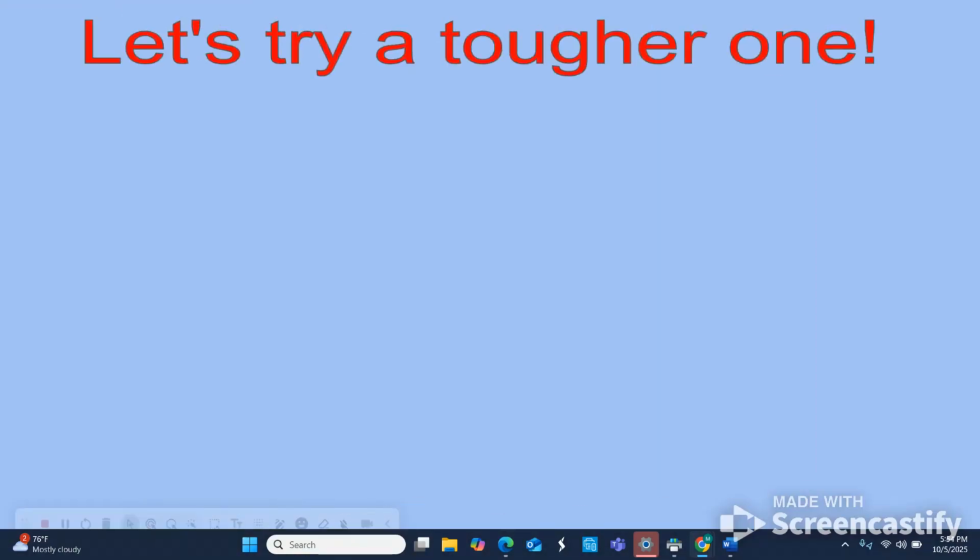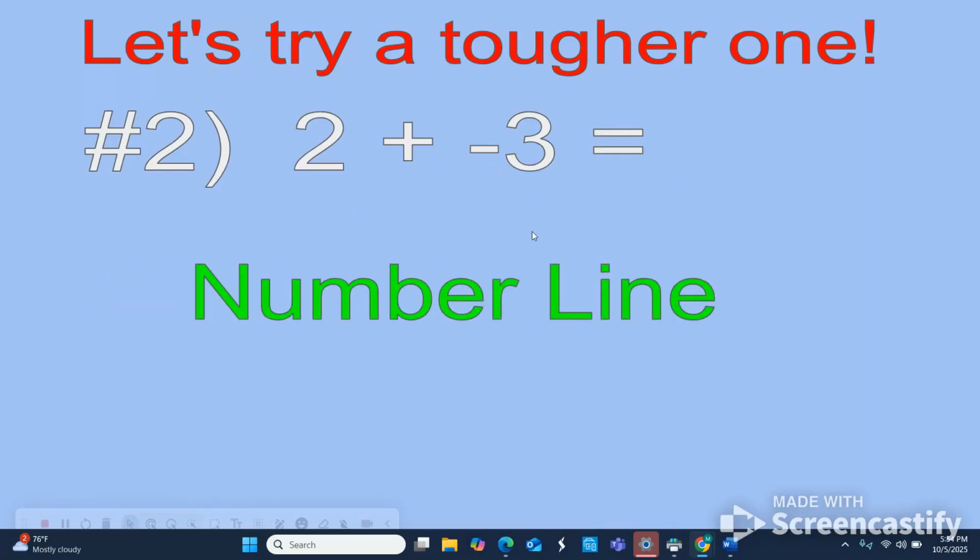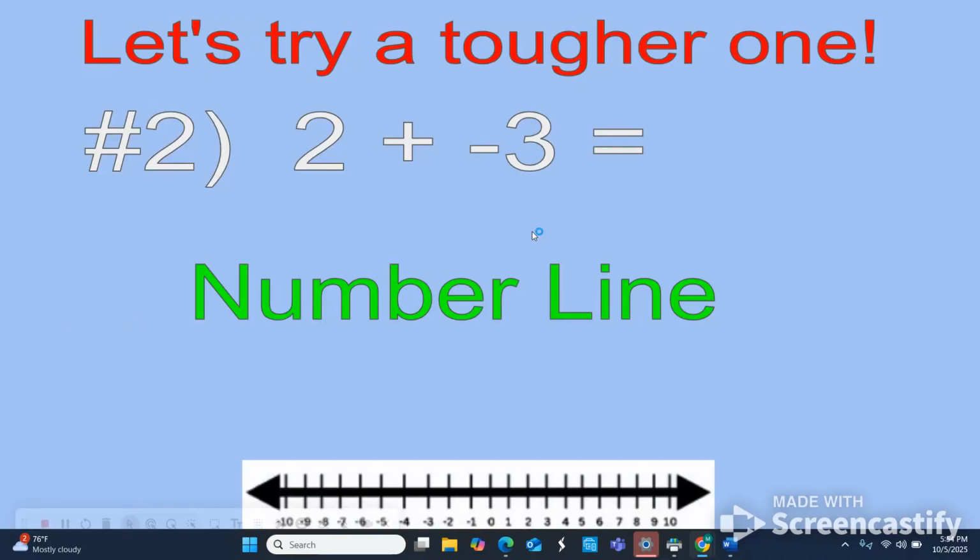Okay, now would I use those techniques on that problem? Absolutely not. Where I would use those techniques is on a tougher one when we start throwing negative integers into the problem. So for example, if we're going to do 2 plus negative 3, and I want to do the number line technique, this is a positive 2, which means from 0 we are going to go right 2 places. Okay? So we're going to go right 2.